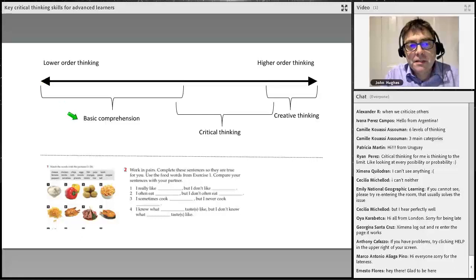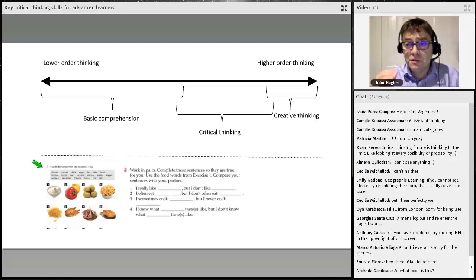Here we've got basic comprehension, and if we look at this exercise 1, it's basically matching words to pictures. And all we're doing is checking students can remember and understand the words for food. Yeah, so it's a basic comprehension task. And by the way, it's Life Elementary, published by National Geographic Learning.